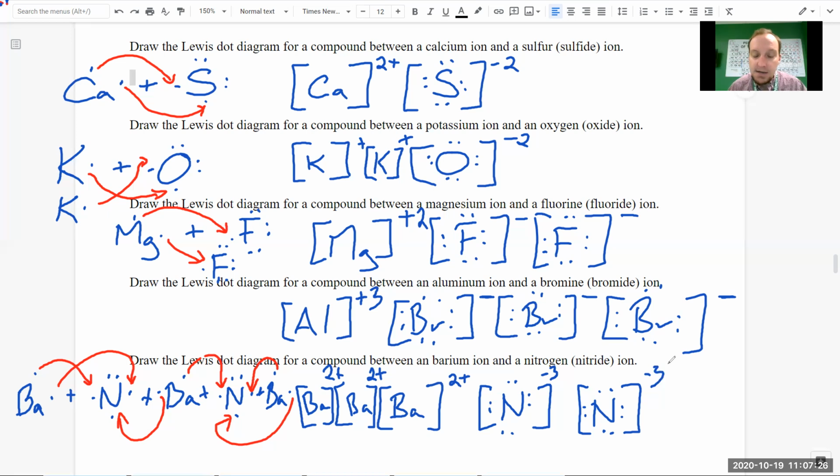Nitrides in order to satisfy a compound we call barium nitride. All right, and that's how you draw ionic compounds.